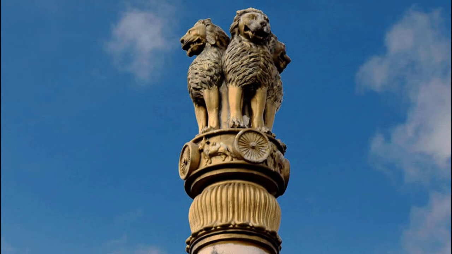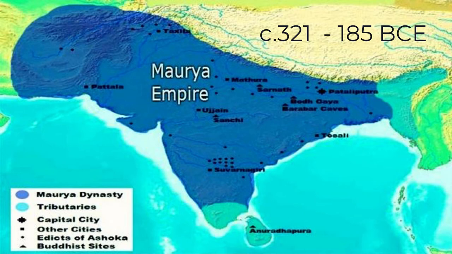So why were these lions carved, and why were they carved as a capital to be set on top of these tall pillars? So let's look back at when they were made. The Lion Capital was created during the Mauryan Empire, which dates to 321 to 185 BCE and is among the earliest examples of Buddhist art in existence today. King Ashoka ruled over the Mauryan Empire at its greatest height, bringing nearly all of the kingdoms throughout the Indian subcontinent under a single ruler for the first time in human history.